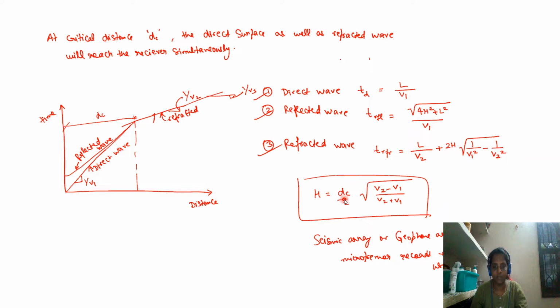The formula for critical distance is going to be, for finding the thickness, from that we are going to find out DC. If you need to find the thickness of the strata, the formula is H equal to DC by 2 square root of (V2 minus V1) by (V2 plus V1). So we need to find what DC is here.